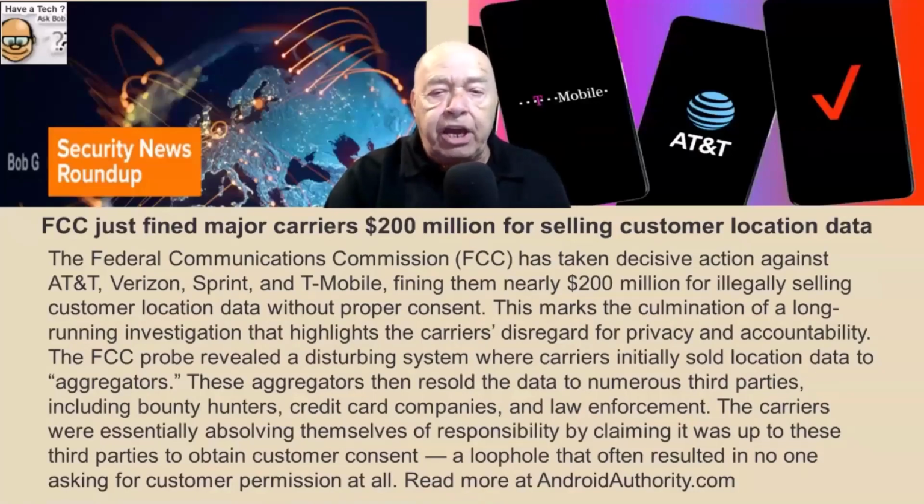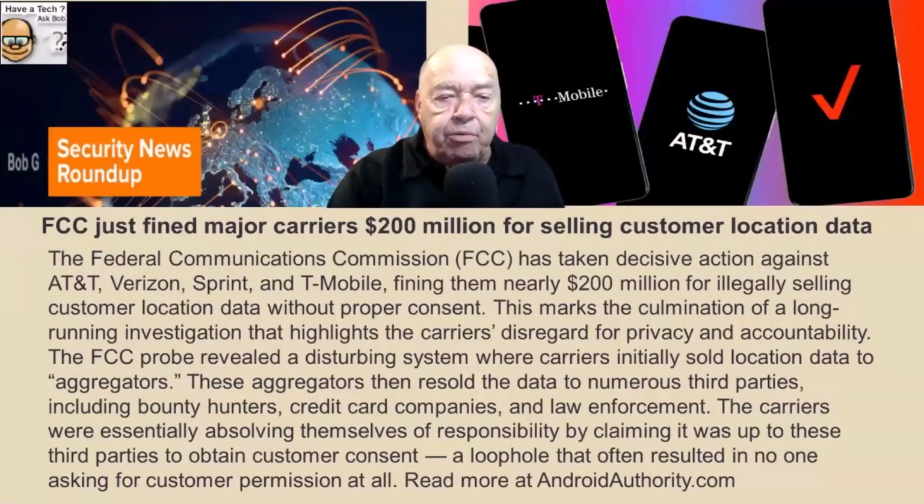FCC just fined major carriers $200 million for selling customer location data. The Federal Communications Commission has taken decisive action against AT&T, Verizon, Sprint, and T-Mobile, fining them nearly $200 million for illegally selling customer location data without proper consent. This marks the culmination of a long-running investigation that highlights the carriers' disregard for privacy and accountability.